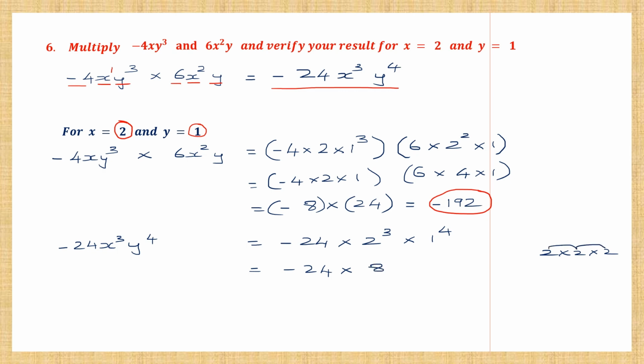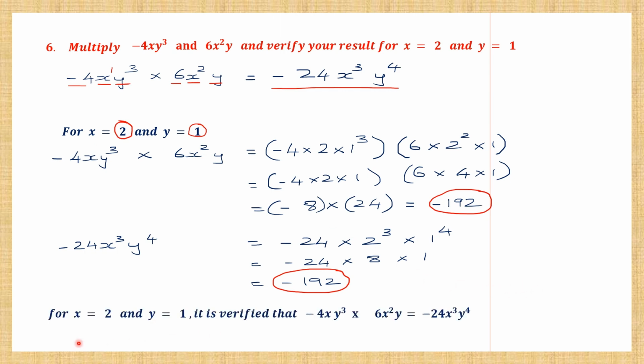So this is 8. And 1, any number of times that it is raised to the power, it will still be 1. So this is minus 24 into 8 into 1. The sign is minus. 24 into 8 is 192, and that into 1 will give you the same thing. So here can you see we've got minus 192. So now can you see both the answers are the same. When we multiply the monomial separately, we got one answer, and the answer that we got after multiplying it, we got the same thing when we replaced x with 2 and y with 1.